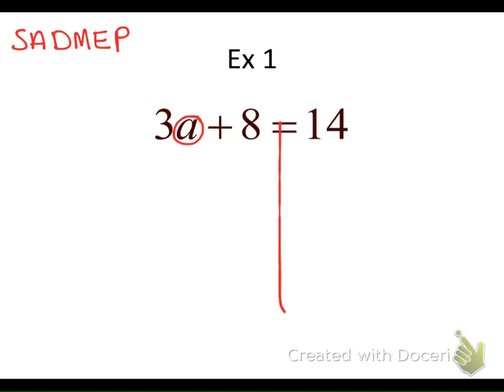SADMEP. So basically, in order to get this variable by itself, we're going to do order of operations backwards. Instead of doing PEMDAS, we're going to do SADMEP. So it's just backwards. The first thing I look at is an S. S stands for subtraction. Do I have any subtraction problems here? No. So then the next letter is A. Do I have any addition? Yes. That's what I get rid of first, that plus 8. So what's the inverse operation for plus?